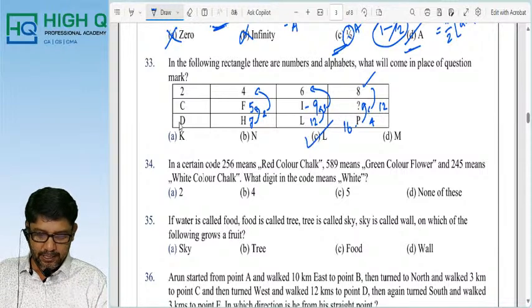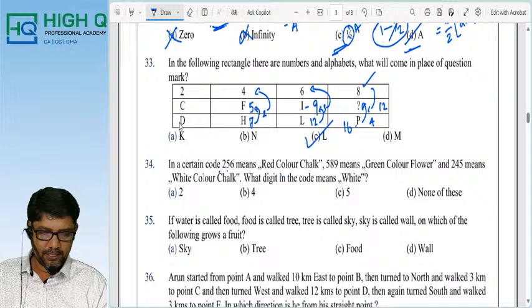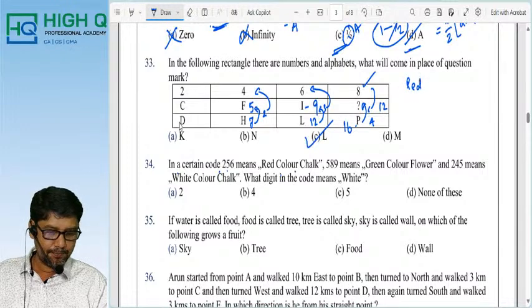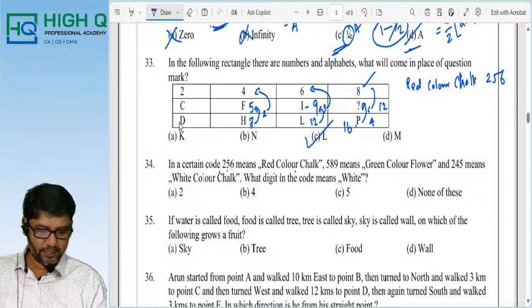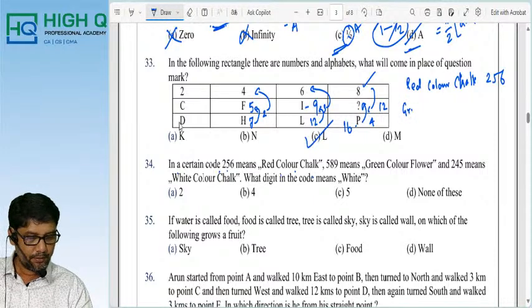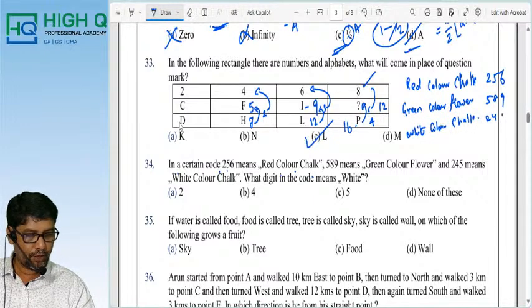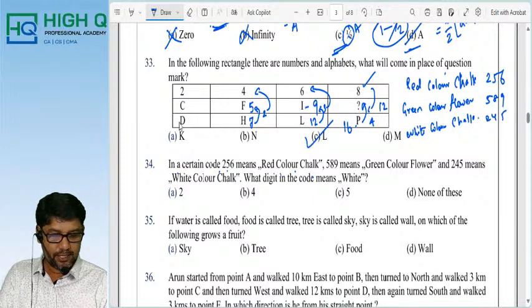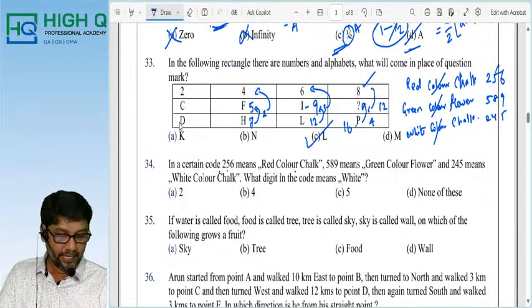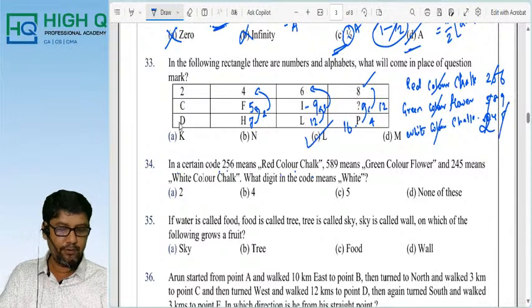Next. In a certain code, 256 means red color chalk. Next one: green color flower is 589. Third one: white color chalk is 245. Now one thing is sure, my dear: everywhere color, everywhere 5. Am I right?